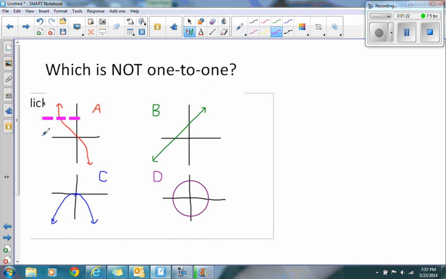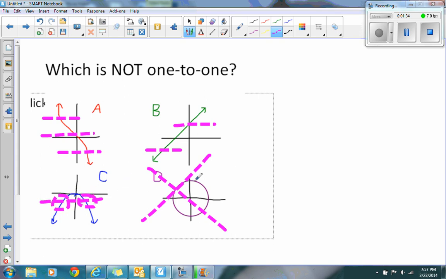So horizontal lines, perfectly fine through A and B. We already said this one's not a function to begin with, so we don't need to look at it anymore. But C is not one-to-one because our horizontal line touches it in two different places. Anytime we can draw a horizontal line that crosses two or more times, that means it's not one-to-one. So C is the graph that is not a one-to-one function.